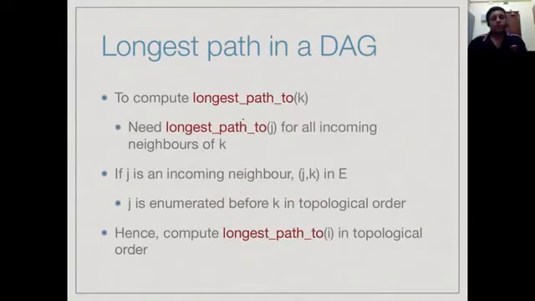Therefore, in order to compute the longest path to k, I need to compute the longest path to all its incoming neighbors. Now if we have arranged the vertices in topological order and we compute the longest path in that sequence, then when we get to k, every incoming neighbor j will be on its left. Hence, we would have already computed its longest path, so we would be able to take the maximum of all of those and add 1. So by sorting the vertices in topological order, I can then compute the longest path in the same order with the guarantee that when I want to compute the longest path to a given vertex, I have all the information needed, namely all the longest paths for its incoming neighbors.